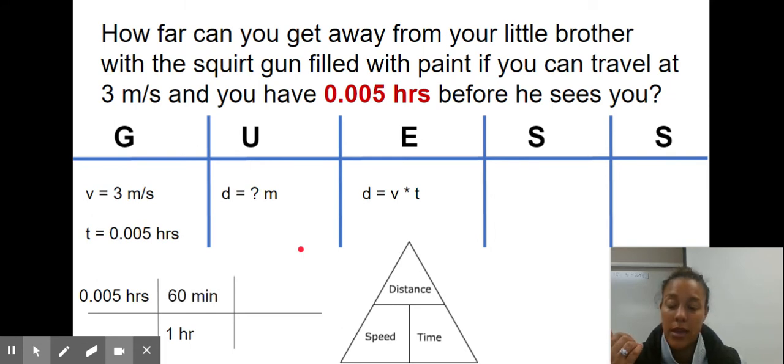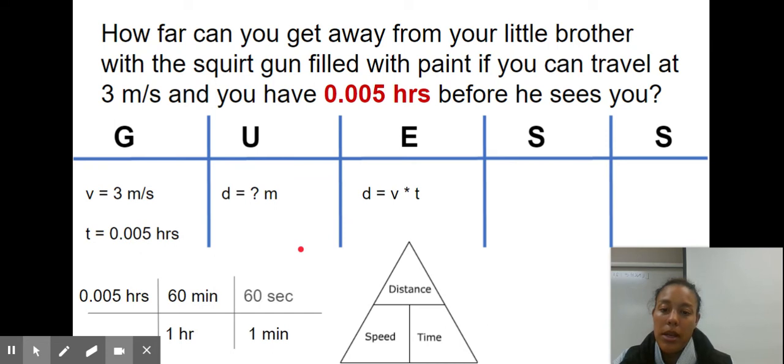Okay, and then from there, I can go from minutes to seconds. Again, minutes is up top. I want to cancel that out, so I'm going to put minutes in the bottom and convert to seconds, which is going to go up top there. 1 minute, there's 60 seconds. So my new time, like in our previous problem, is now 15 seconds.